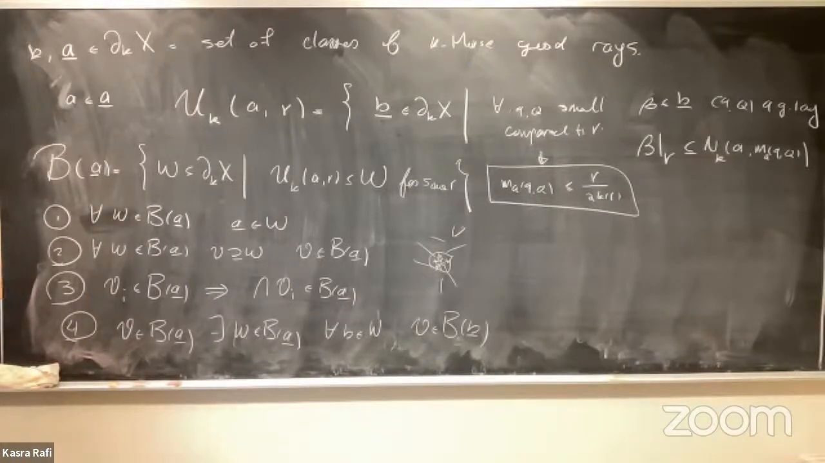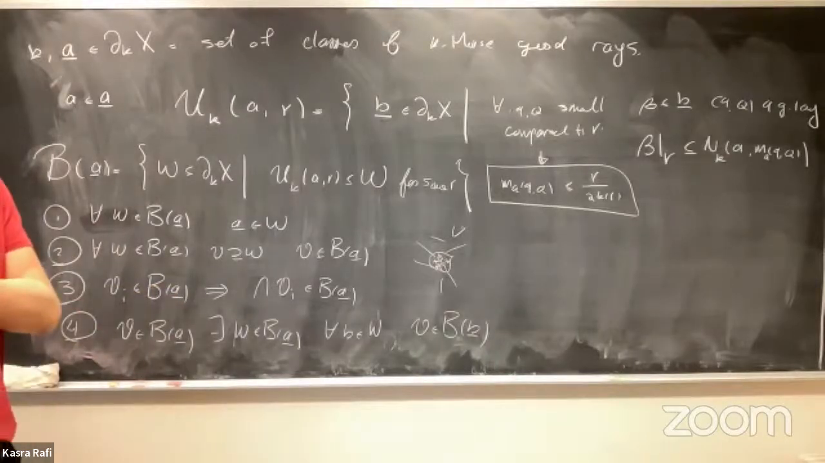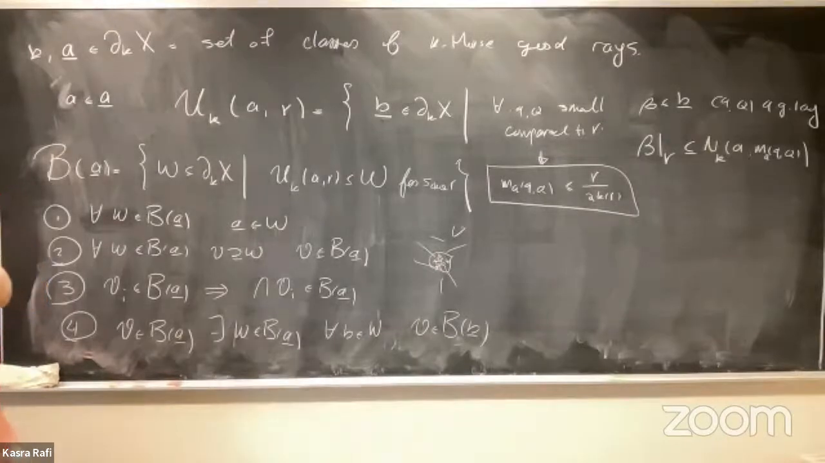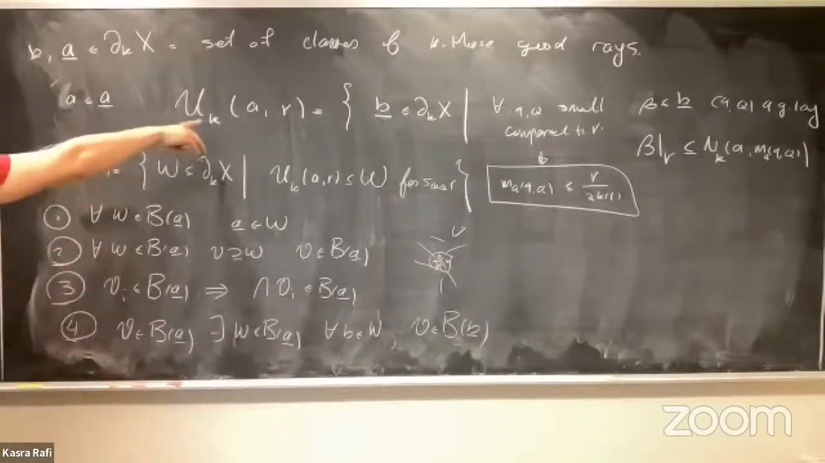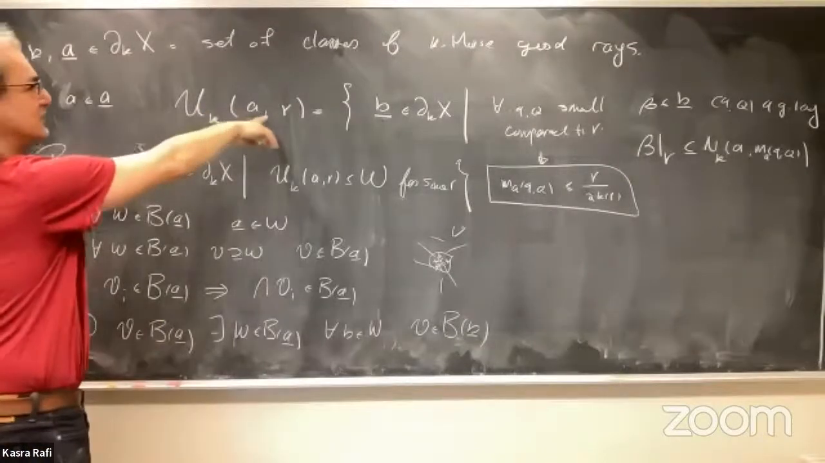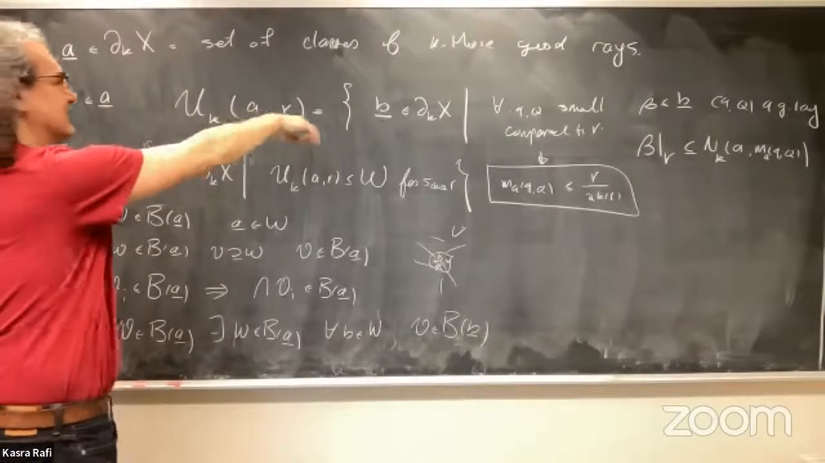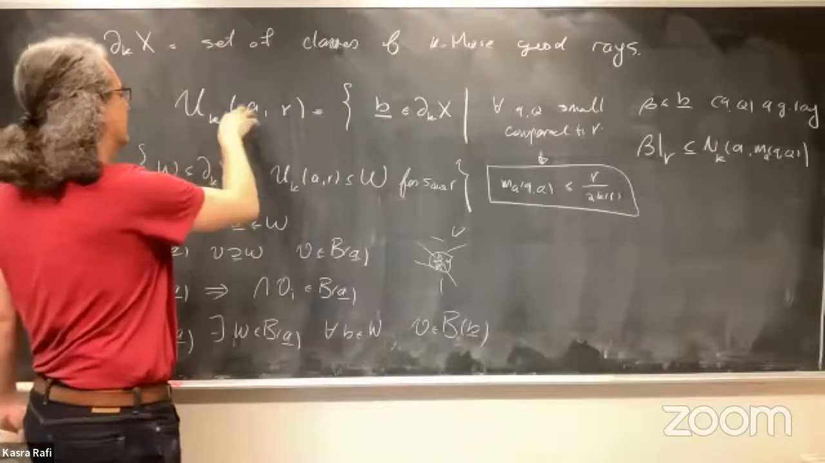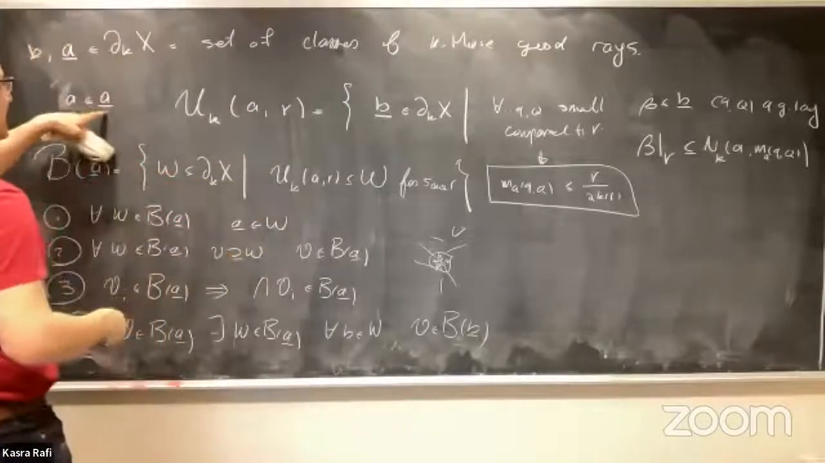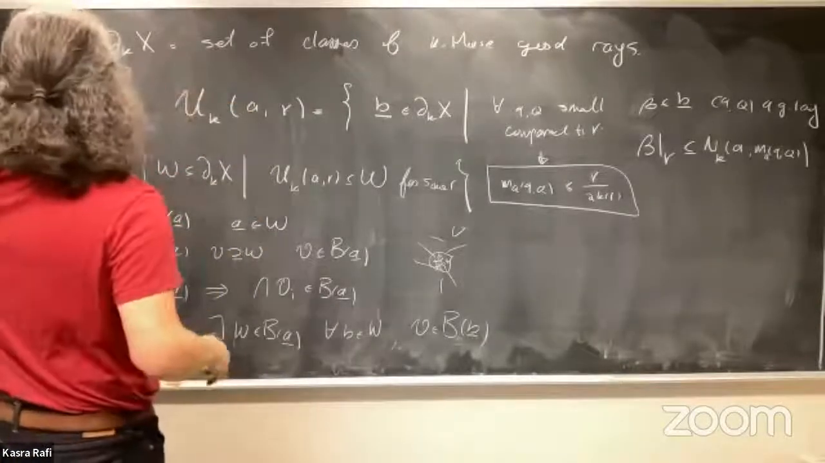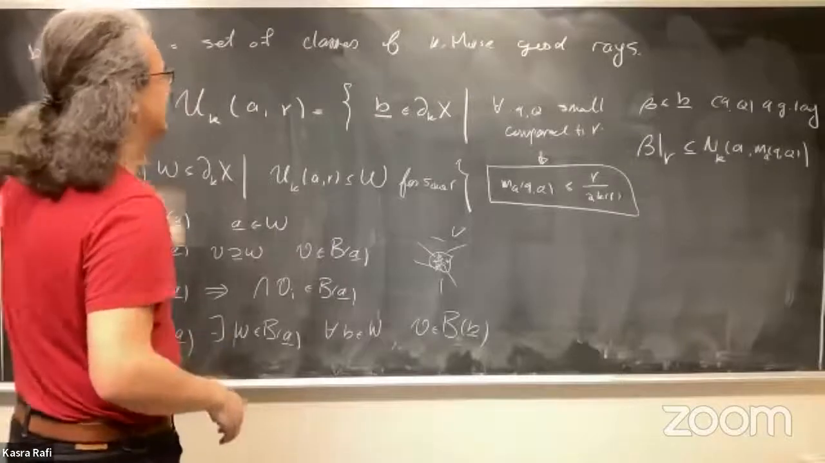So I'm going to try to prove some of these. Maybe I'll prove number 4, which is the hardest. So remember the definition of U. U says a neighborhood of a particular point A is: you pick a geodesic in this class, which always exists. You have to prove it.